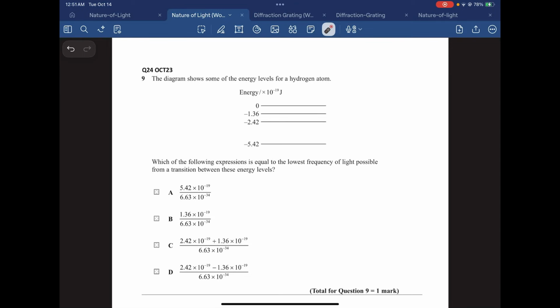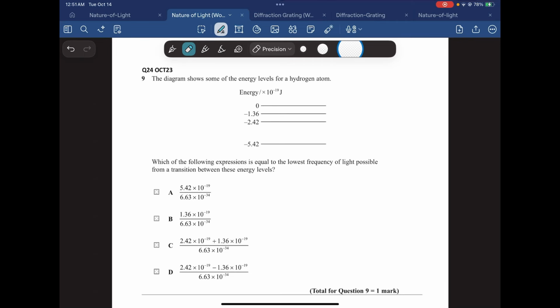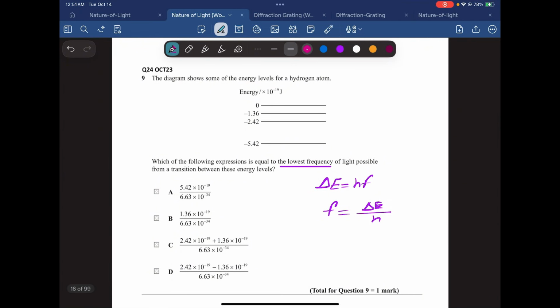Alright guys, so now let's solve this question. It says the diagram shows some of the energy levels for a hydrogen atom. Which of the following expressions is equal to the lowest frequency of light possible from a transition between these energy levels? So basically we are looking to have the lowest frequency. We know there's a formula, delta E equals hf. Here we are going to make frequency the subject, so it becomes delta E divided by h. Now this delta E means the energy transition, or the change in energy.